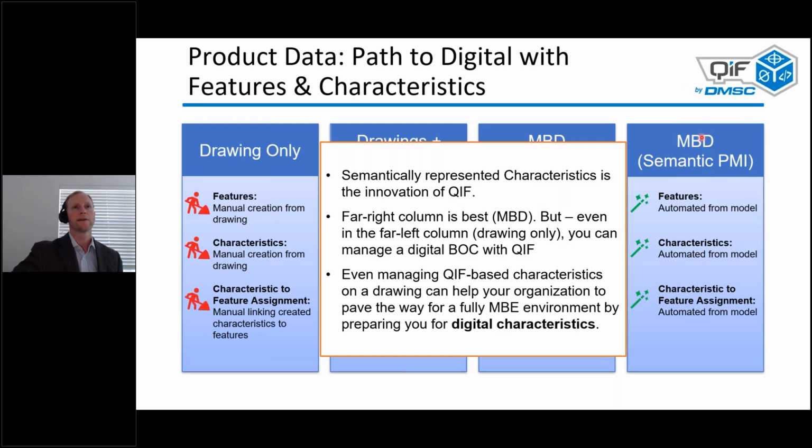And so, this far right column is the ideal state, but even here, you can get to a state where you could digitize these characteristics. If you could figure out a way to make these characteristics digital, you could still manage what we call the bill of characteristics in a digital state. And by doing that, you could start to build up the internal processes, even some software tools that will allow you to start to manage a digital bill of characteristics, even from your 2D state, and it prepares you for 3D. I could touch on that a little bit more in a little bit.